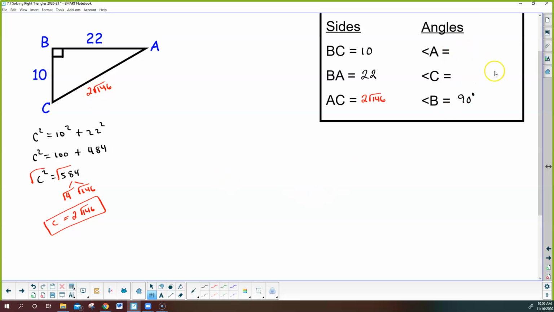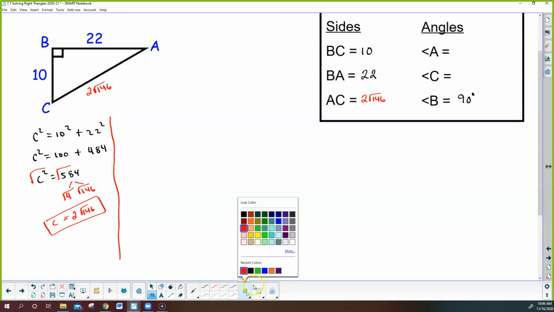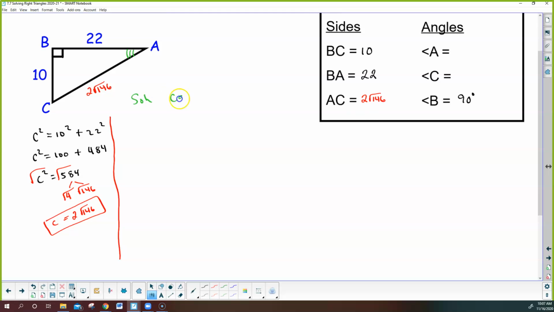All right, so that's the quick part, right? That's nothing new. What is new is how do I find angles? Let's focus on angle A. Angle A is the angle I want to find. Now I know all three sides, so I could use any trig ratio. I could use the sine, or the cosine, or tangent. But in my mind, there's one better ratio to choose. And let's look at why.